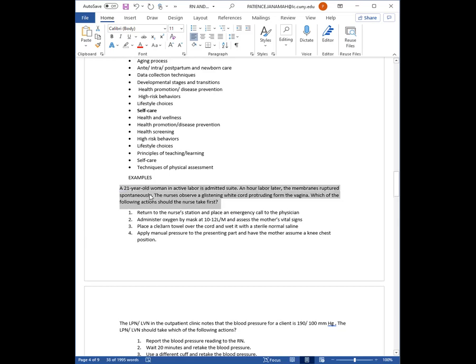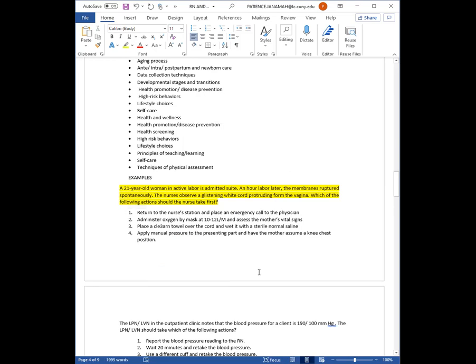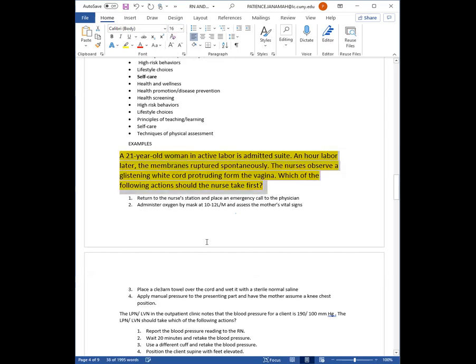Okay, a 25-year-old woman in active labor is admitted. An hour later, the membranes rupture spontaneously. The nurse observes a glistening white cord protruding from the vagina. Which of the following actions should the nurse take first?